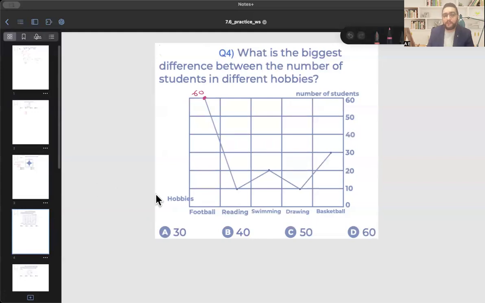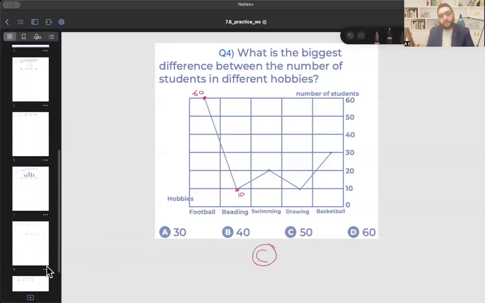The least one is in reading or drawing, which is 10. To find the difference, you'll just subtract 60 minus 10, which equals 50. The answer is C. Okay, let's move to the next one.